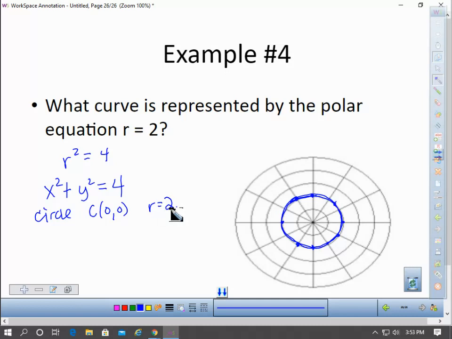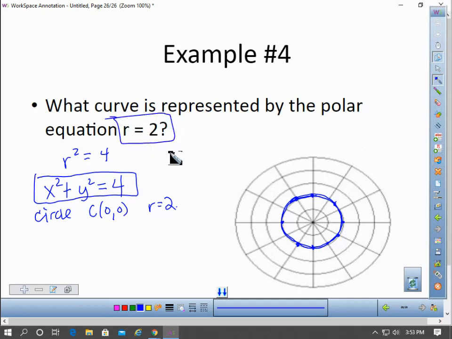So what curve is represented by the polar equation r equals 2? That just means I have a radius of 2. So I'm a circle centered at the origin with a radius of 2, which is x squared plus y squared equals 4. That's the Cartesian equation. r equals 2 is the polar equation, because that's all you need to say when you're in polar. You just need to say that your radius from the pole is always 2. But in Cartesian, we're using x's and y's, so this is your rectangular or Cartesian equation, x squared plus y squared equals 4, because r squared is 2 squared, that's 4. So that's your circle with radius 2.